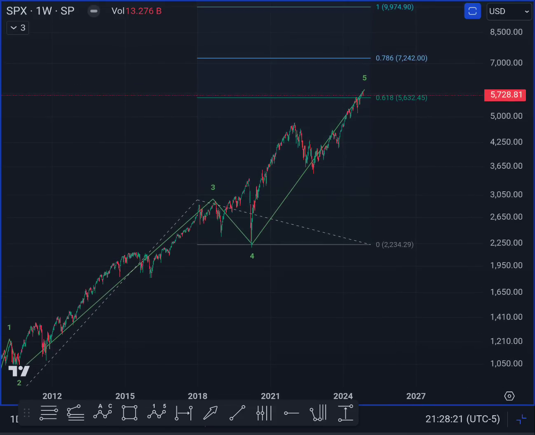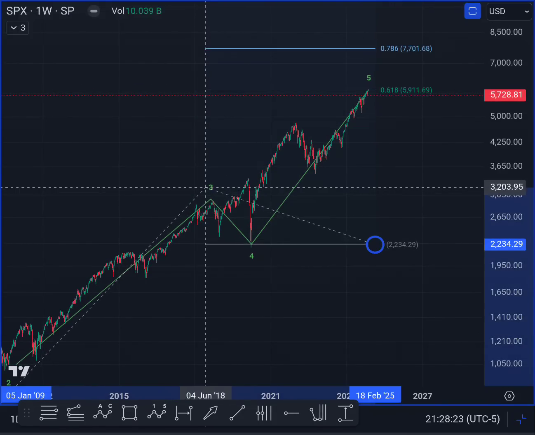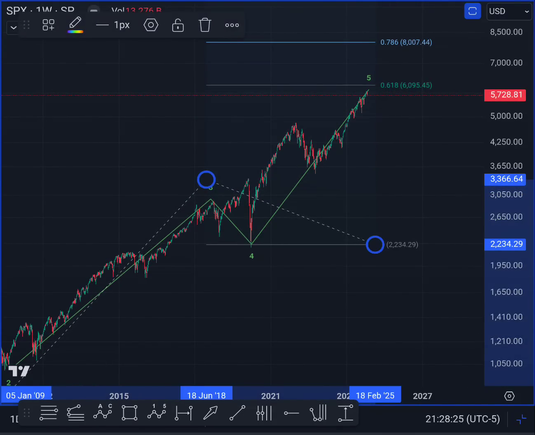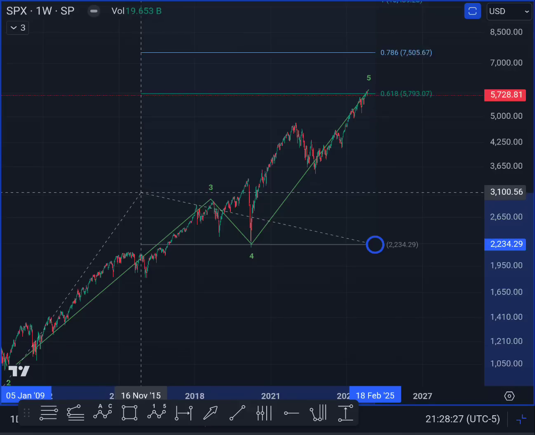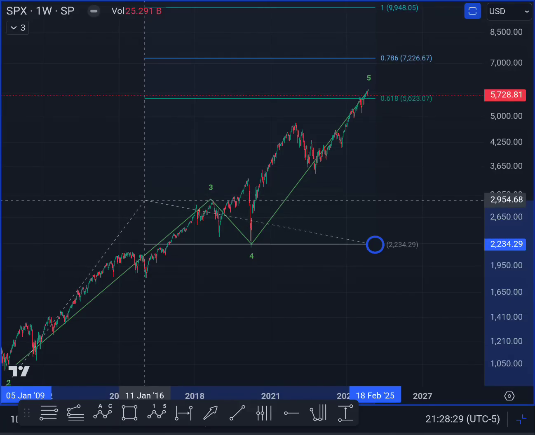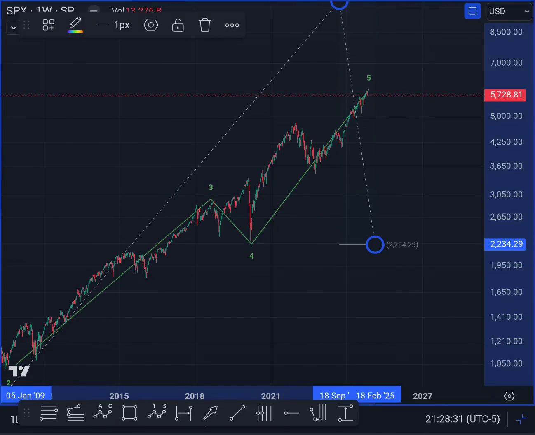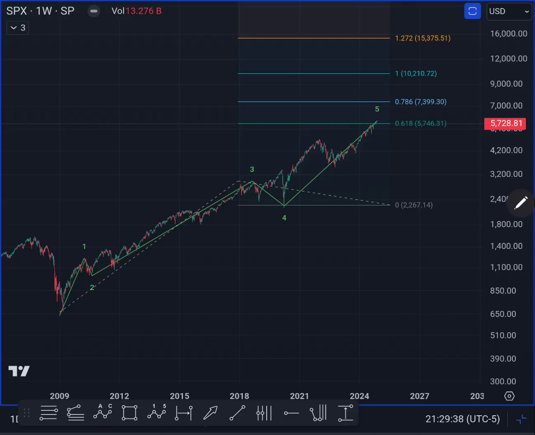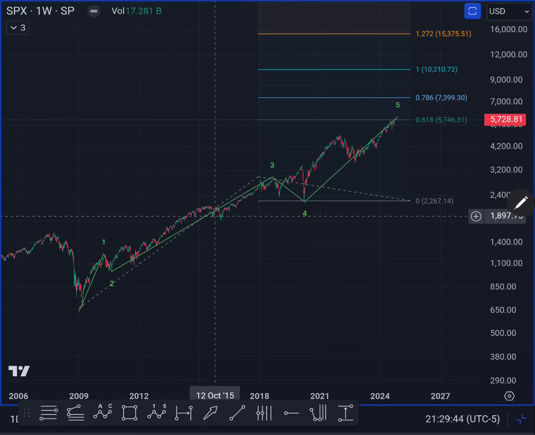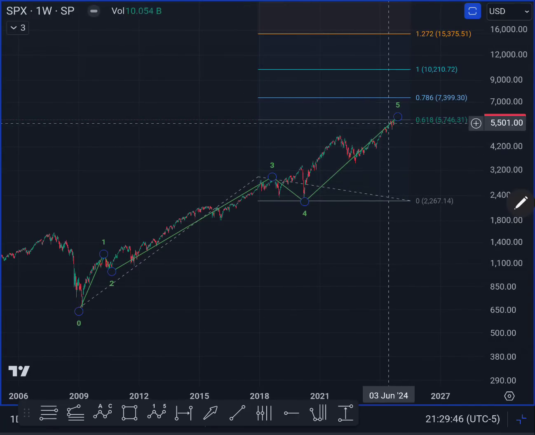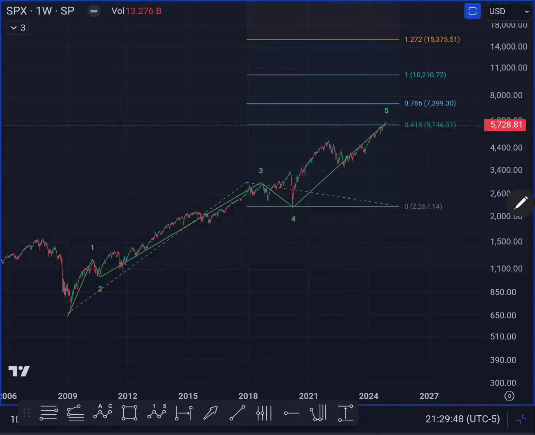So that target can either be from there or from the previous high, which would get you a little higher, up to 6,000 or something like that. But conservatively speaking, that's your wave 3. And that's how I derive the wave 5 target, which would be the 618 of wave 1 plus 3 projected from 4 gives you your wave 5 target.